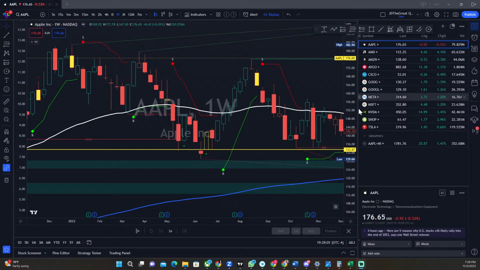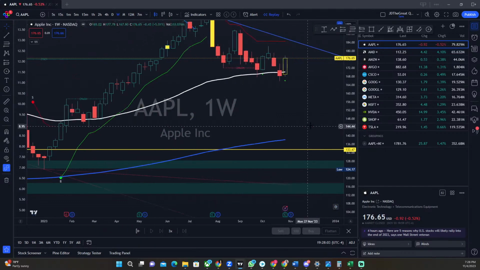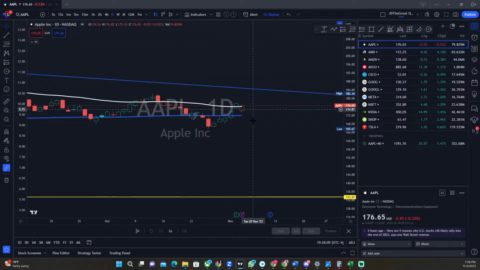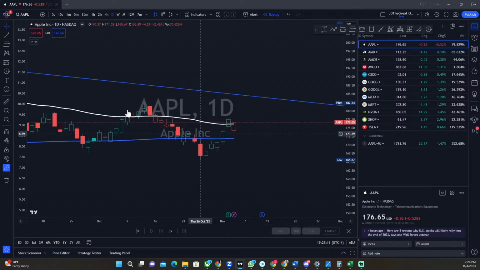So let's go ahead and get into it, right? So we got a nice downtrend here. So what's going to end up happening? So I'm going to assume, right, that this is a potential uptrend. So I'm going to go ahead and draw a trend line right here.